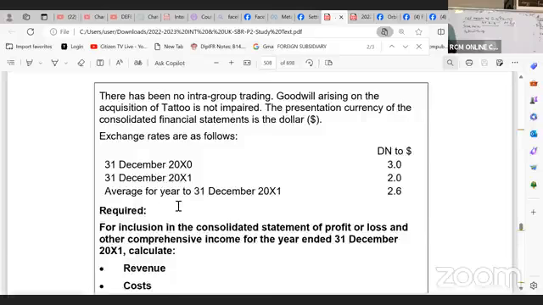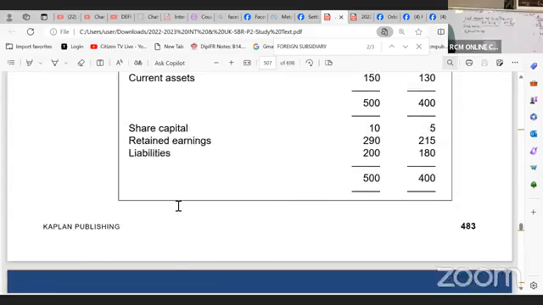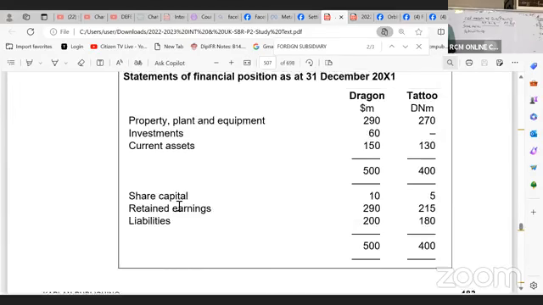Share capital does not dance. Share capital is just like accountants. Since I started teaching, I've never seen even a single accountant who knows how to dance. They are as rigid as share capital of a subsidiary.